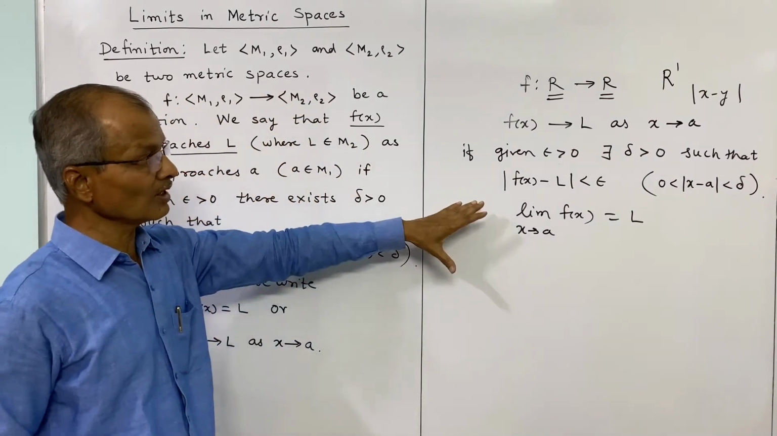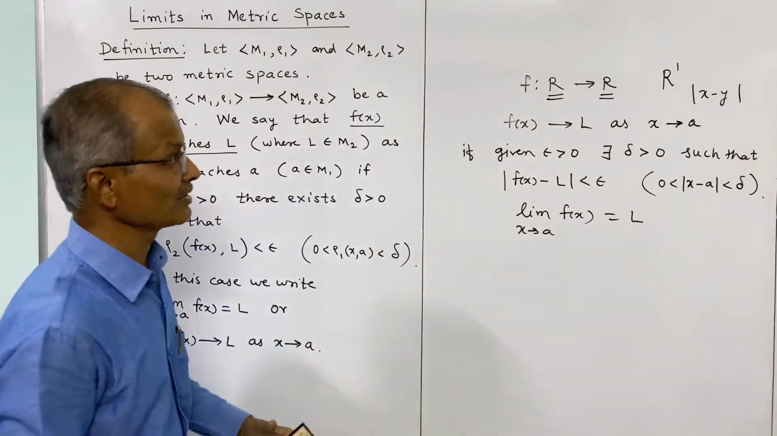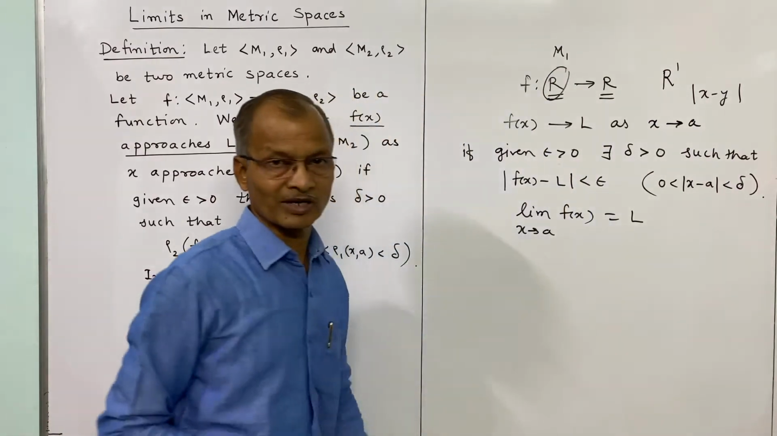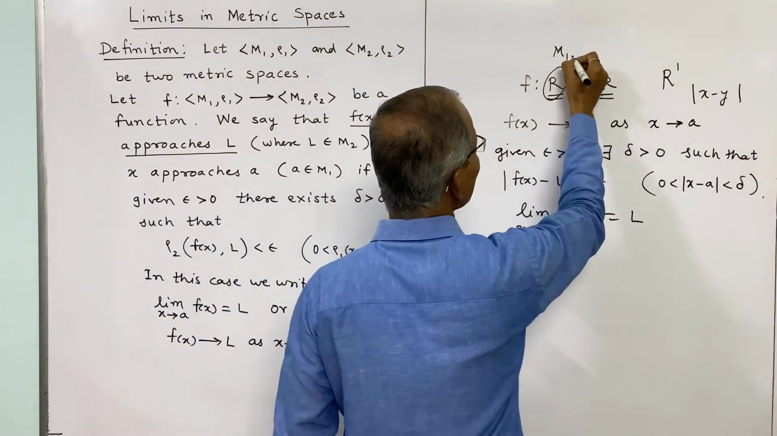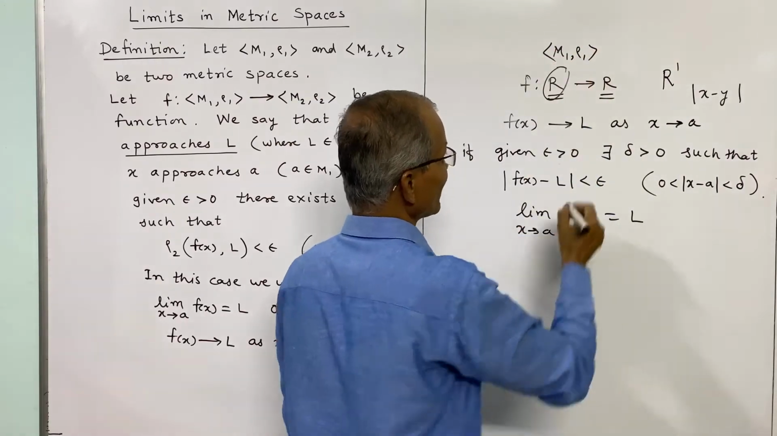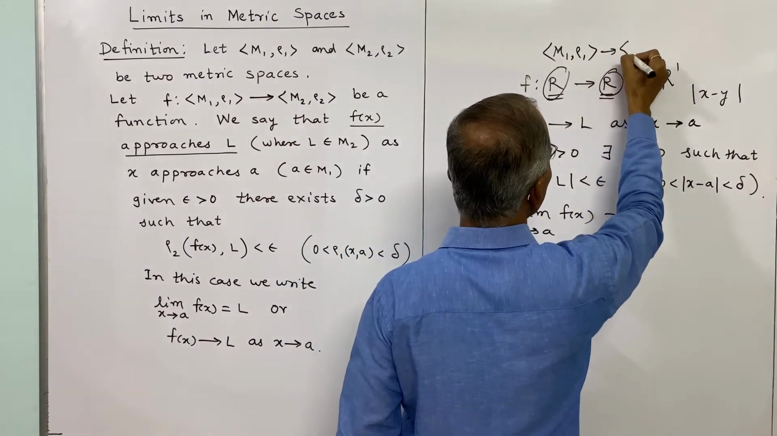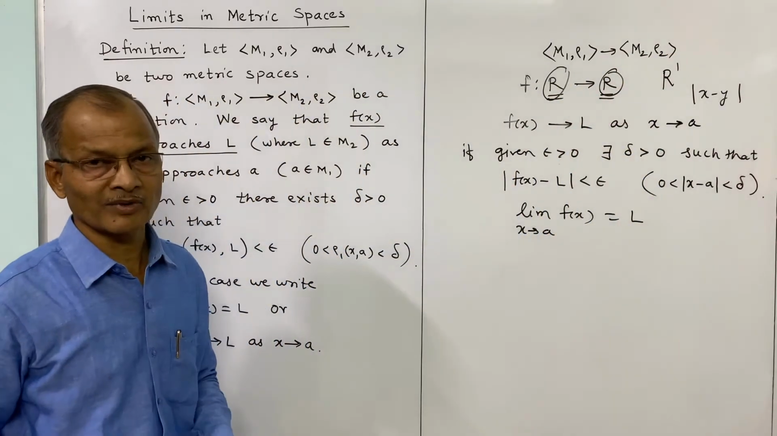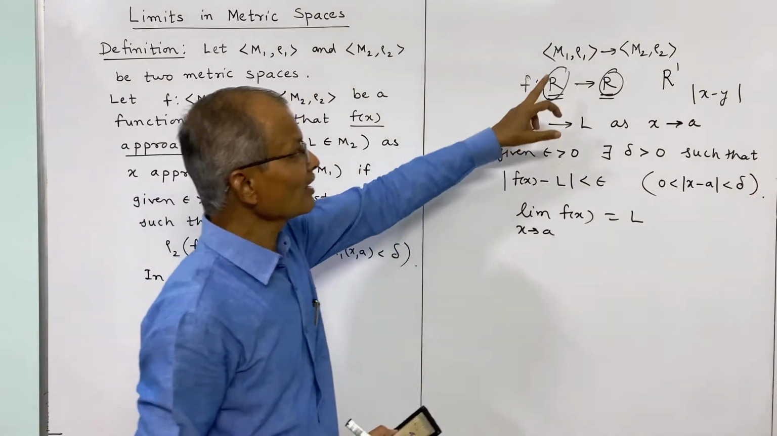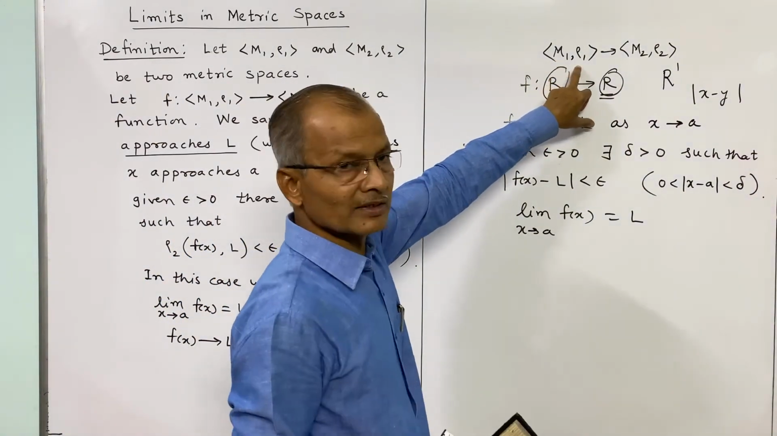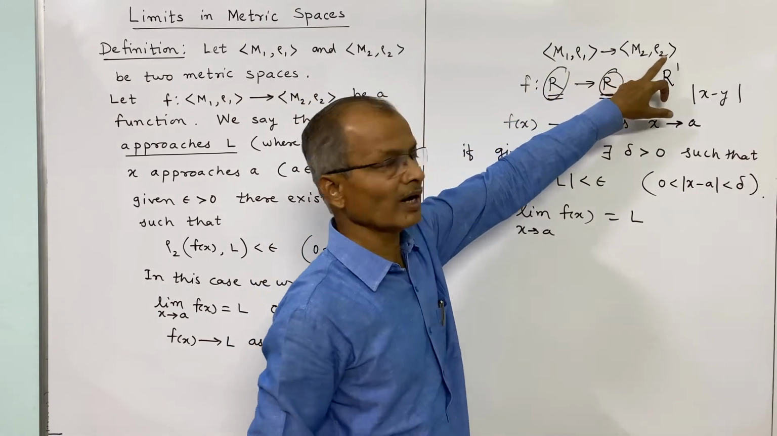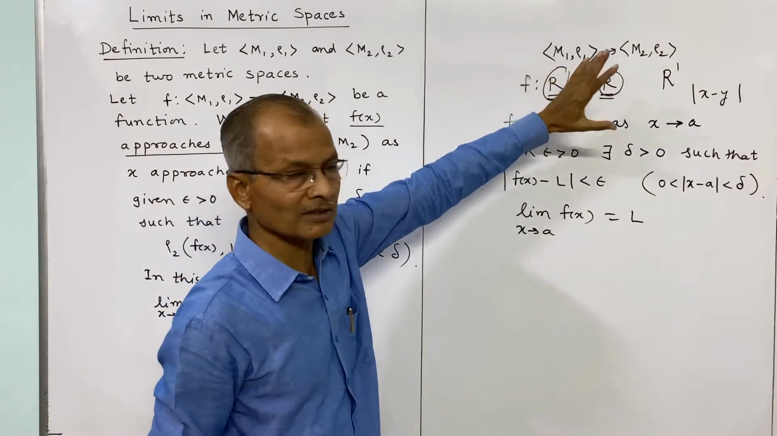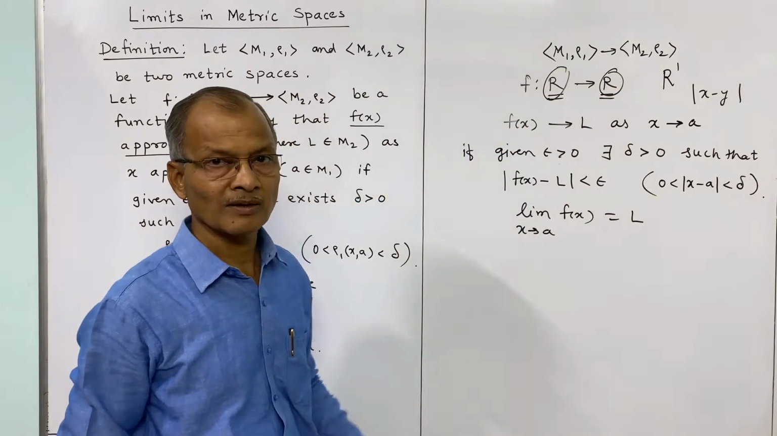Now how will the same definition be in metric space? Instead of R, here we are considering M1, the first metric space, with the metric rho 1, and instead of the other R we will consider another metric space. It is not necessary that the two metrics are the same, they may be different. So here the metric space is M1 and the metric is rho 1. Here the metric space is M2 and the metric is rho 2. For different spaces, different metrics are defined as we have studied earlier.